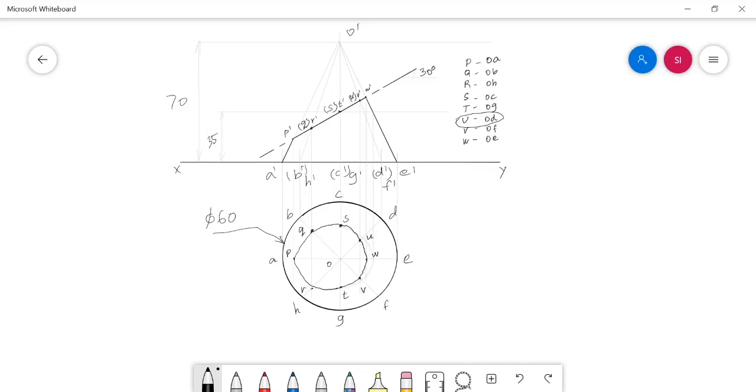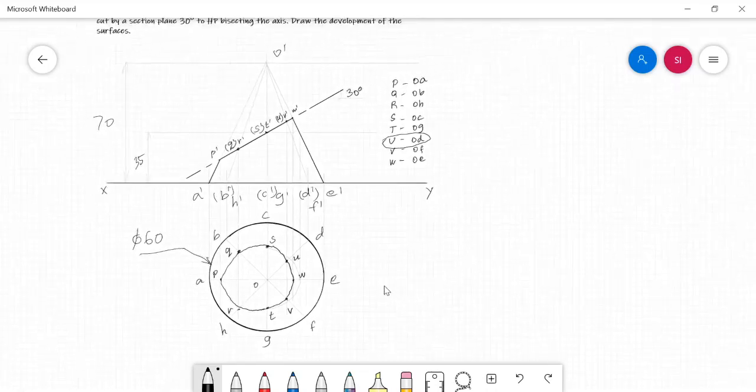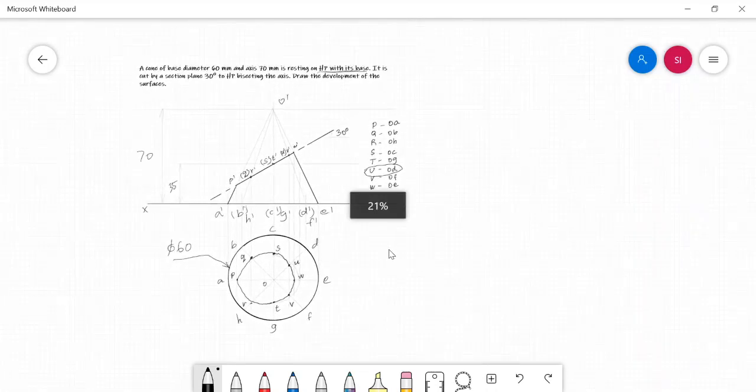And you need not darken the retained generators in the case of a cone. But in the case of a pyramid, you need to darken the retained portion of the slant edges after sectioning. Since it is a cone, you need not darken the remaining retained generators. Leave it as it is. Now the work is over. Up to sectioning of solids we completed the work.